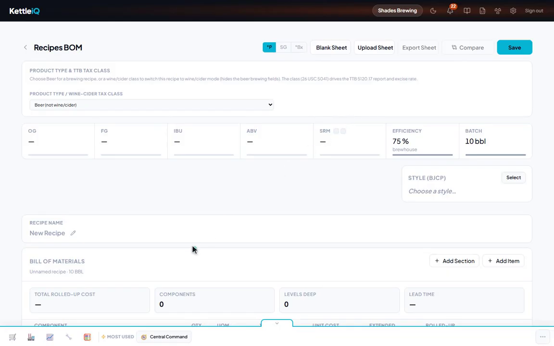Add your process steps: mash, boil, fermentation, aging, with target times and temperatures. When it looks right, hover save, and this recipe is in your catalog, ready to schedule.